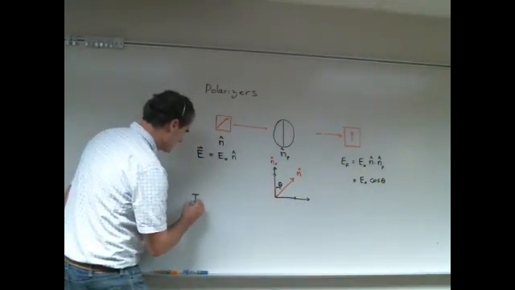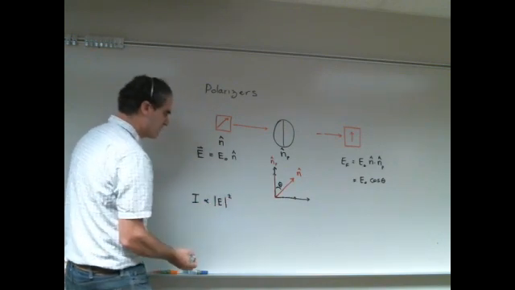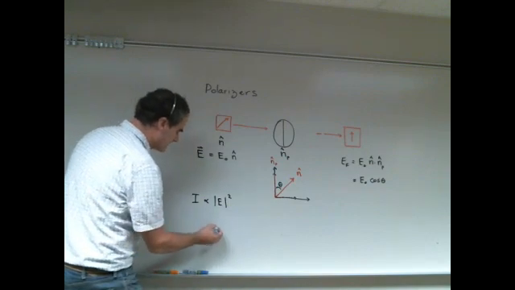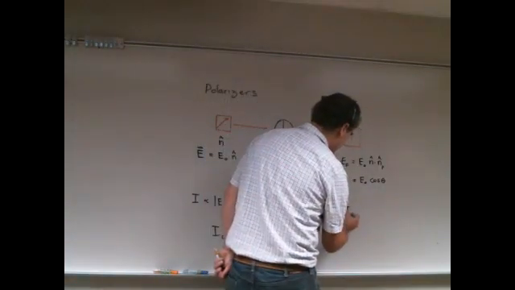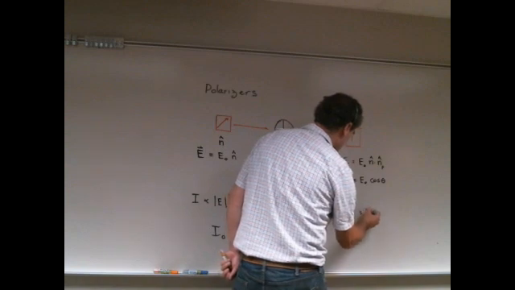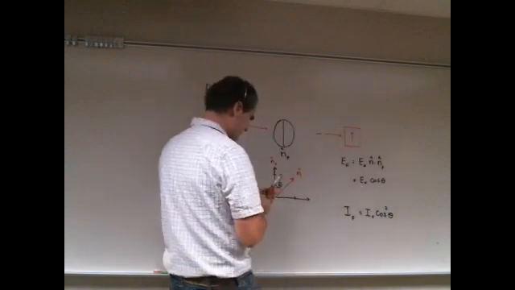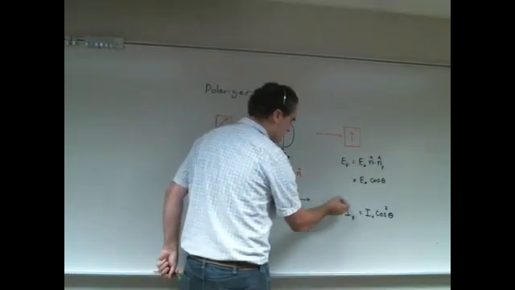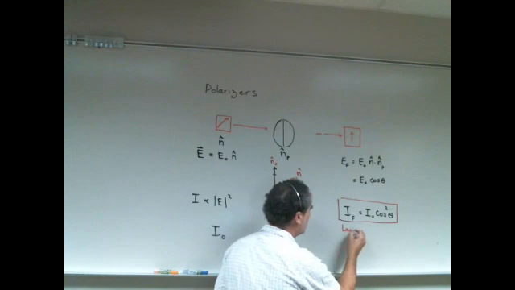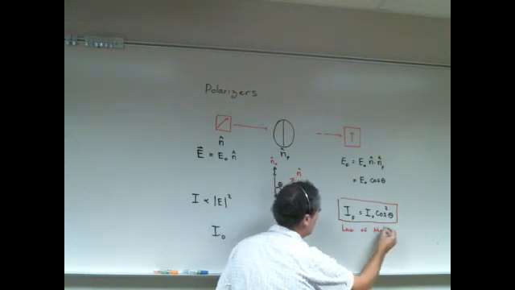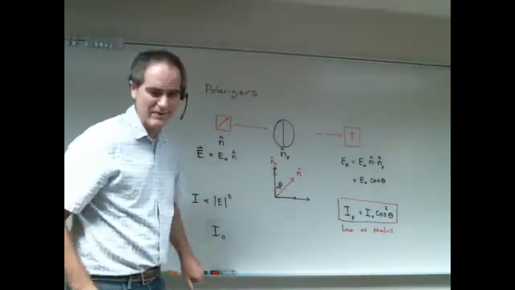Finally, the intensity of the light is proportional to the magnitude of the electric field squared. So if the original intensity was I0, then clearly the final intensity would be I0 times cosine squared theta. That's a familiar result that's sometimes called the law of Malus, where Malus is somebody's name; it doesn't denote ill will towards you or anyone else.